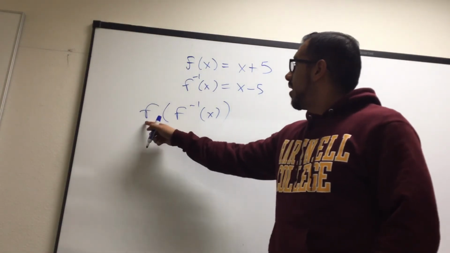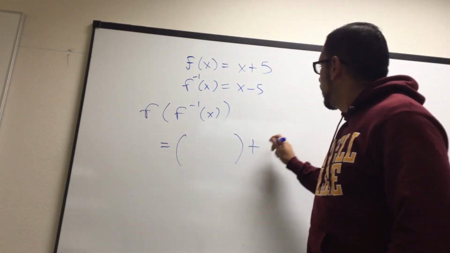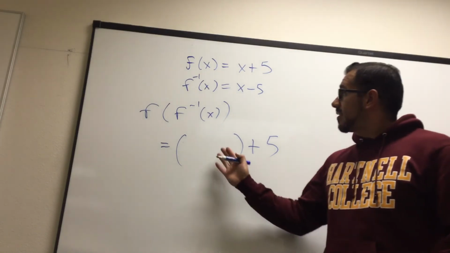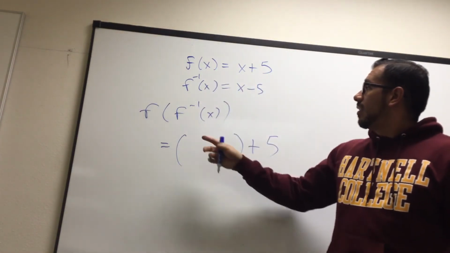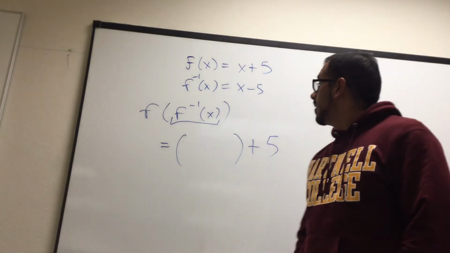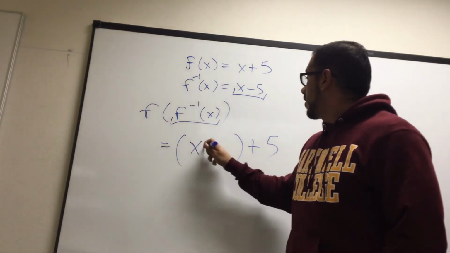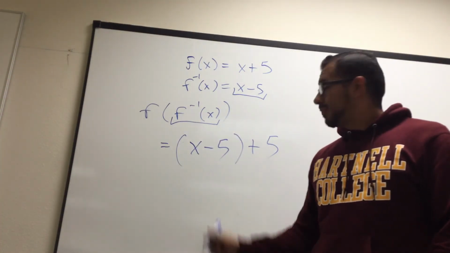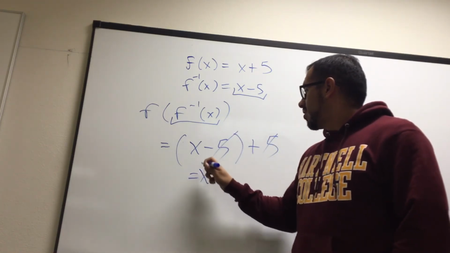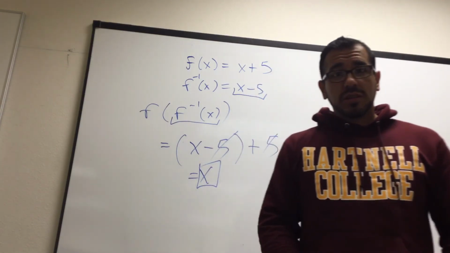So I'm going to use that function f, which is x plus 5. I'm going to put parentheses plus 5 because I know something's going inside of there. What is going inside of my function f? According to this, we're sticking the inverse function inside of there. So we're plugging in our inverse function, x minus 5. Well, what do you know? The 5's cancel out, so we're left with x. So we have verified that these two functions are inverses of each other.